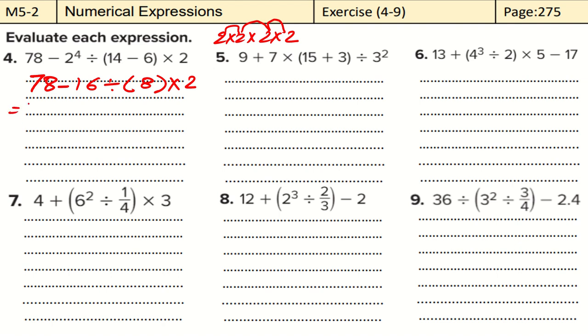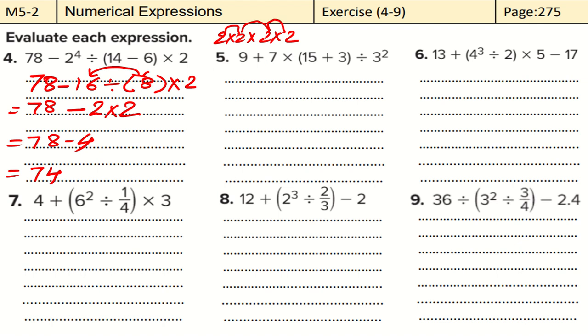Now you see here, 78 minus. Division comes first after B and O. So 16 divided by 8 means 2, then multiply by 2. So this is 78 minus 4, and 78 minus 4 is 74.